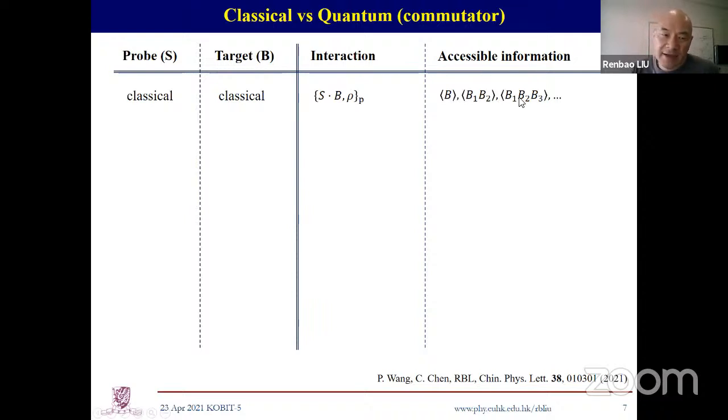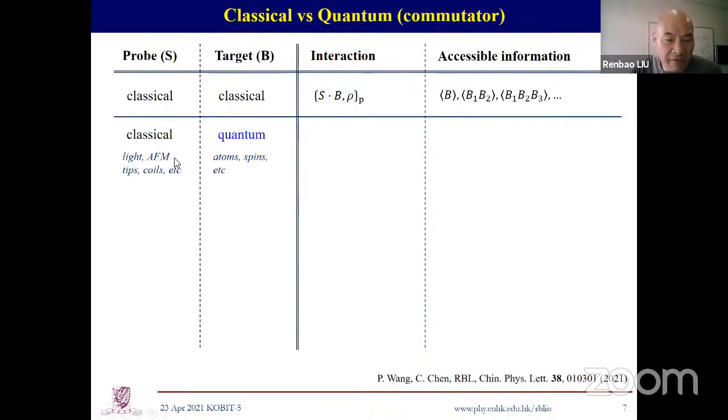So that's the kind of information we can retrieve about the classical system using the classical probe. However, we can also use a classical field, such as optical waves, AFM tips, magnetic resonance coils, and so on and so forth, using these classical probes to detect quantum systems, such as atoms, spins, and solid state systems.